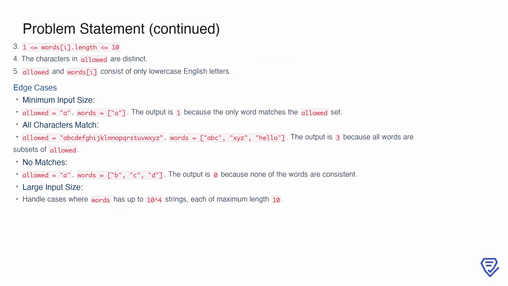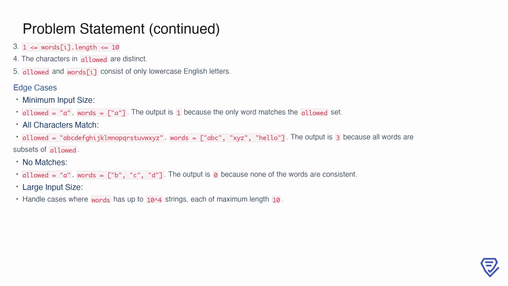The problem also specifies certain constraints to keep in mind. The length of allowed is between 1 and 26, meaning it can include up to all lowercase letters. The words array can contain up to 10,000 strings, and each string in words has a maximum length of 10. Additionally, the allowed string is guaranteed to have distinct characters, and both allowed and words only consist of lowercase English letters. Let's also consider some edge cases.